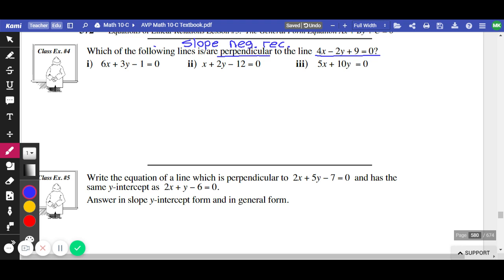I heard somebody say, slope-intercept form, right? Slope-intercept form would be useful. This is currently general form. To get that into slope-intercept form, I'm going to add 2y to both sides. That leaves me with 4x plus 9 equals 2y. That's almost slope-intercept form, right? There's that 2 attached to the y, so you have to divide everything by 2.